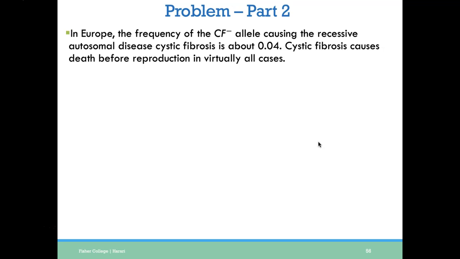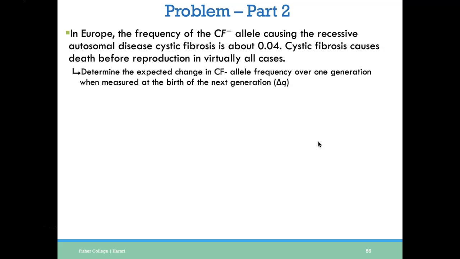So let's do the second part. Determine the expected change in the CF allele frequency over one generation when measured at the birth of the next generation. So this is asking, what is the change? What is the delta q? What is the change in CF allele frequency after one generation of selection? So after one generation of all the homozygous recessive CF people dying, what is going to be the new q?